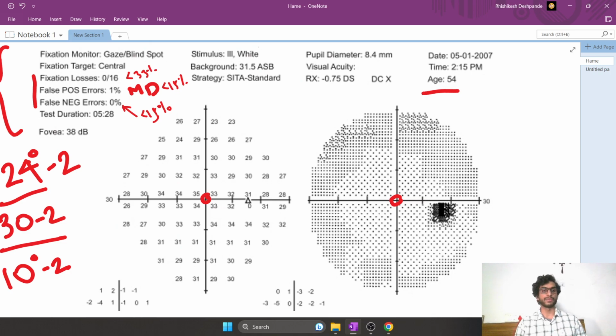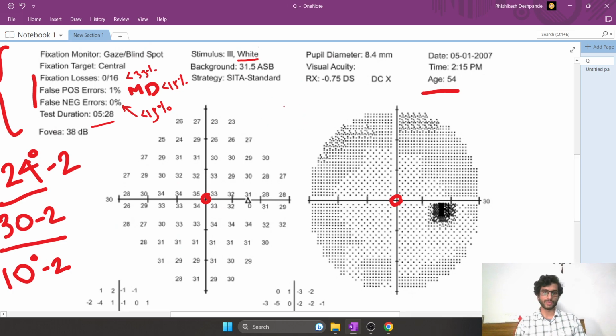the false negative value. Test duration is not so significant, it just gives you an idea of how much effort the machine has to exert to get a response from the patient. Stimulus 3 white, it's basically a white on white kind of perimetry. In the subsequent lectures, we'll discuss the different types of perimetry and the variations available, such as short wavelength automated perimetry, which is a blue on yellow stimulus. This is a white on white stimulus.